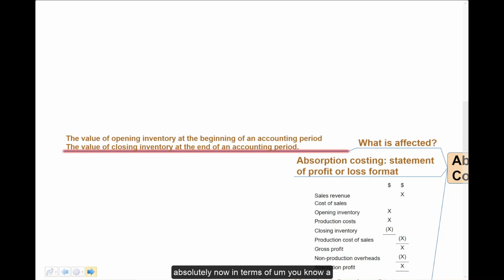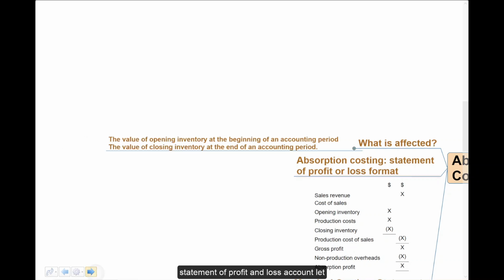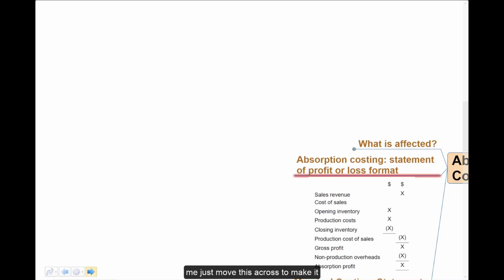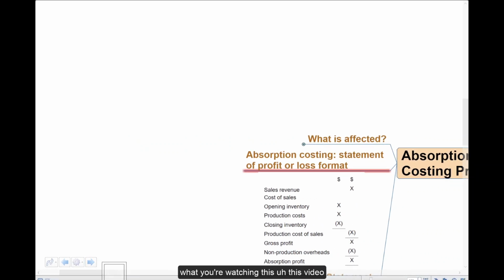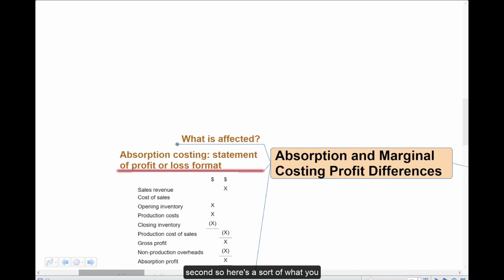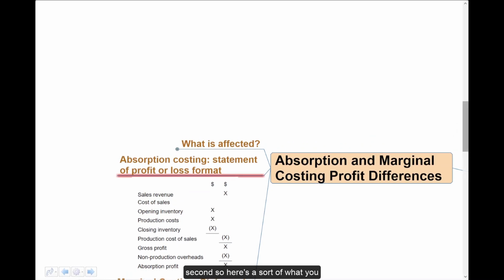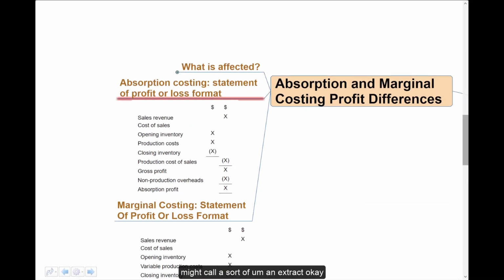Now, in terms of a statement of profit and loss account, let me just move this across to make it easier for you to see, depending upon what you're watching this video on. Bear with me 1 second. So here's what you might call an extract. Again, we're talking about absorption costing. We're talking about the full statement of profit and loss account.